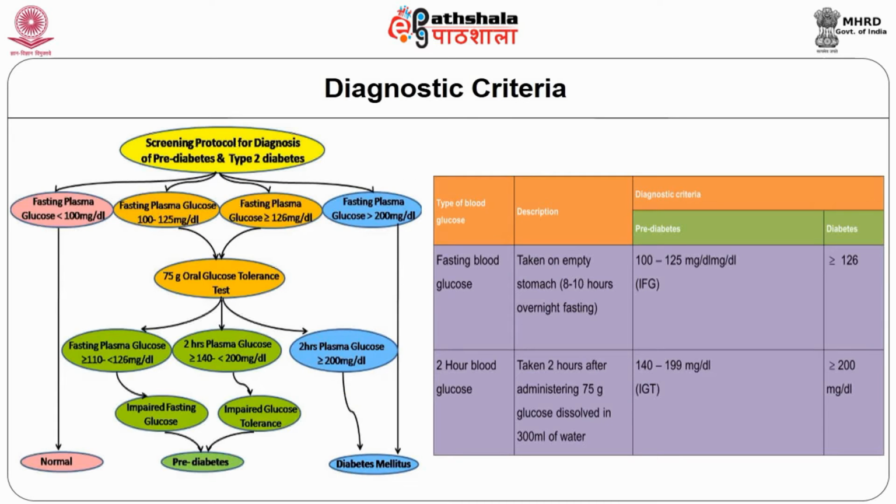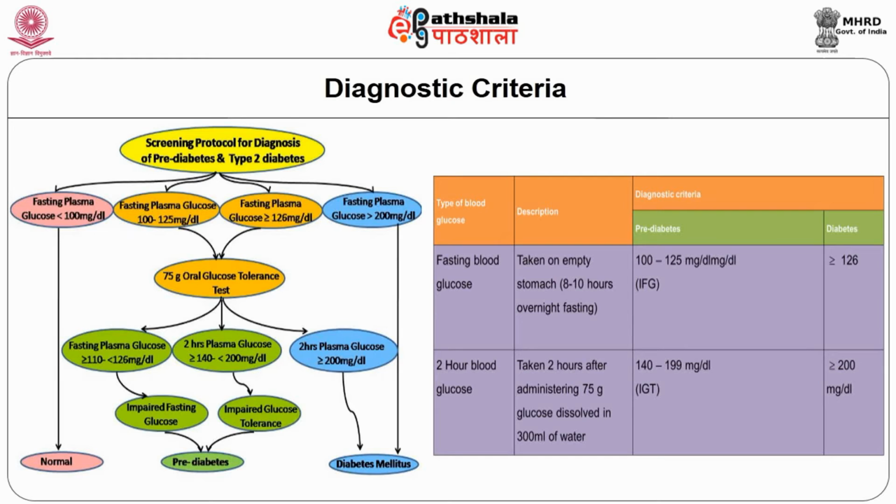So, the diagnostic criteria: the figure clearly explains the screening protocol to give the 75 gram oral glucose tolerance test. Before the glucose drink is given, if the fasting plasma glucose value is less than 100 mg per deciliter, then that person is said to be normal, so you need not worry at all. Then if the fasting plasma glucose values are 100 to 125, you have to give them the 75 gram glucose and then proceed further.